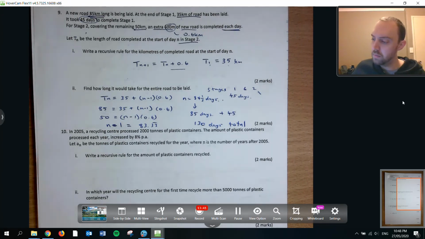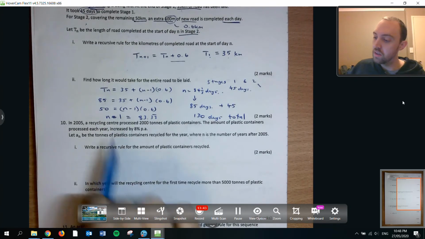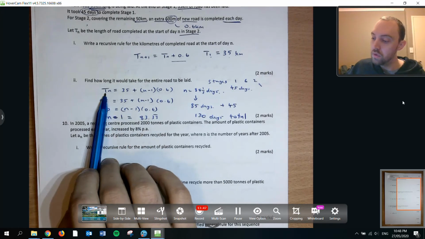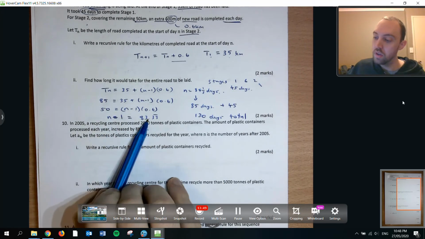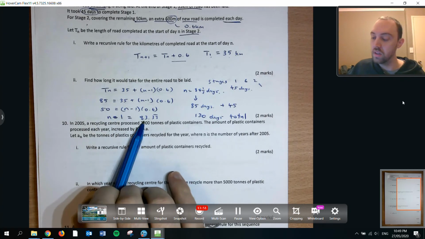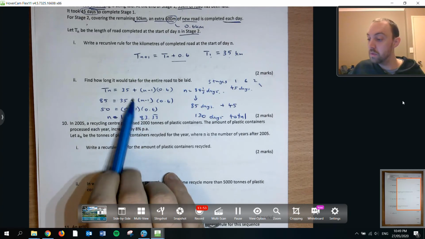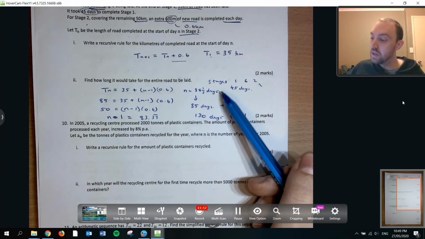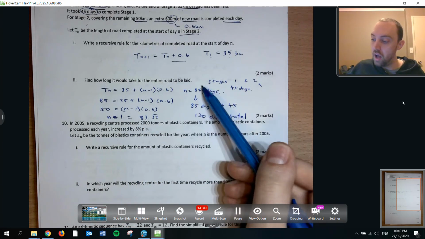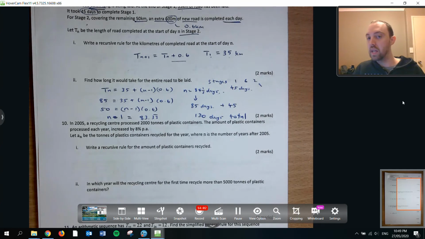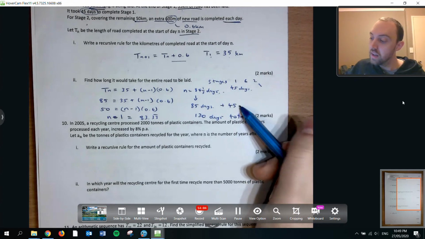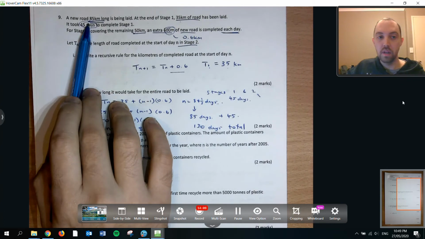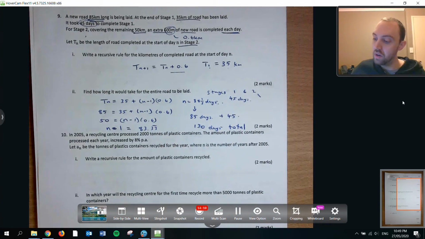Cool. Seems like a lot to mark, but essentially what we've done is we've used our non-recursive rule, which we can use in our calculator. We didn't have to do all the algebra, if I'm honest. We could have just used the solve function in our calculator. We had to round up because it was running into the next day, and then add stage 1, which was in the beginning of the question.